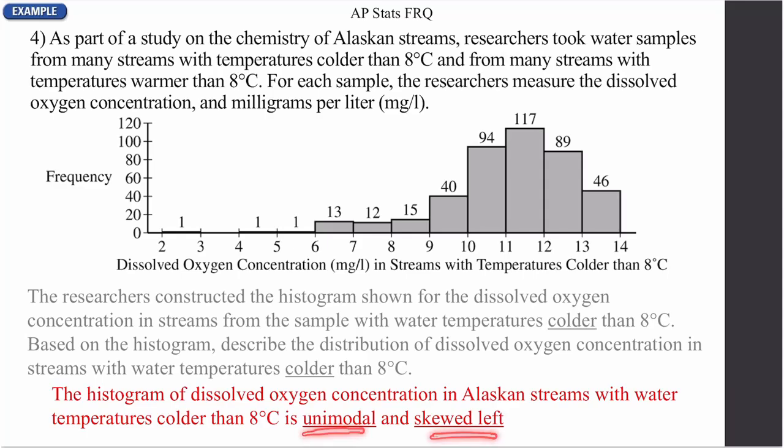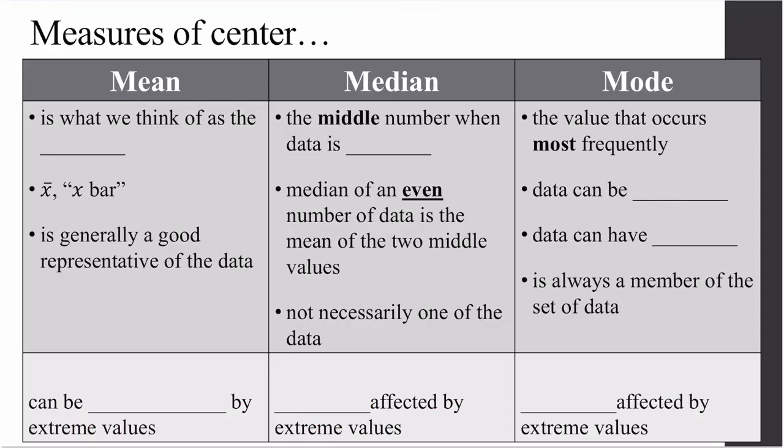So for our measures of center, you're probably familiar with these from middle school. You have your mean and your median and your mode. So the mean is what we think of as our average. When you add up all the numbers, you divide by the number of numbers you have. The symbol that we use for this for a sample is x-bar. I'm going to also add on here that you can also use this symbol mu, and that is for a population. And the mean is generally a good representative of the data.